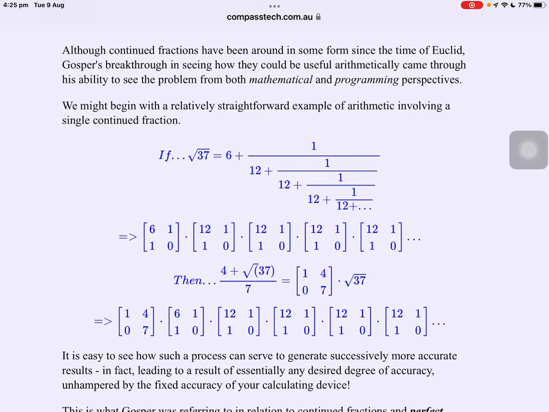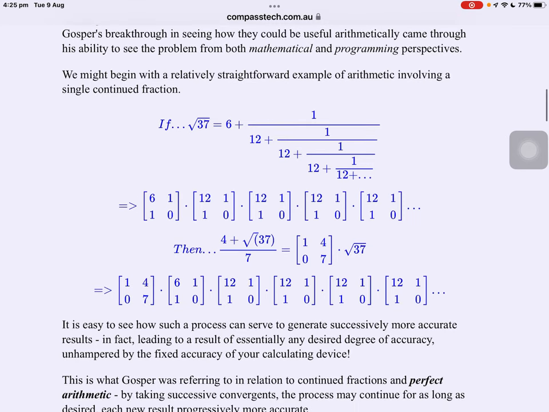So continued fractions have been around in some form or other since the time of Euclid. I believe Gosper's breakthrough in seeing how they could be used arithmetically came from his ability to see the problem from both a mathematical and a programming perspective. Let's have a look at a simpler case, and this is a single continued fraction. So consider square root of 37.